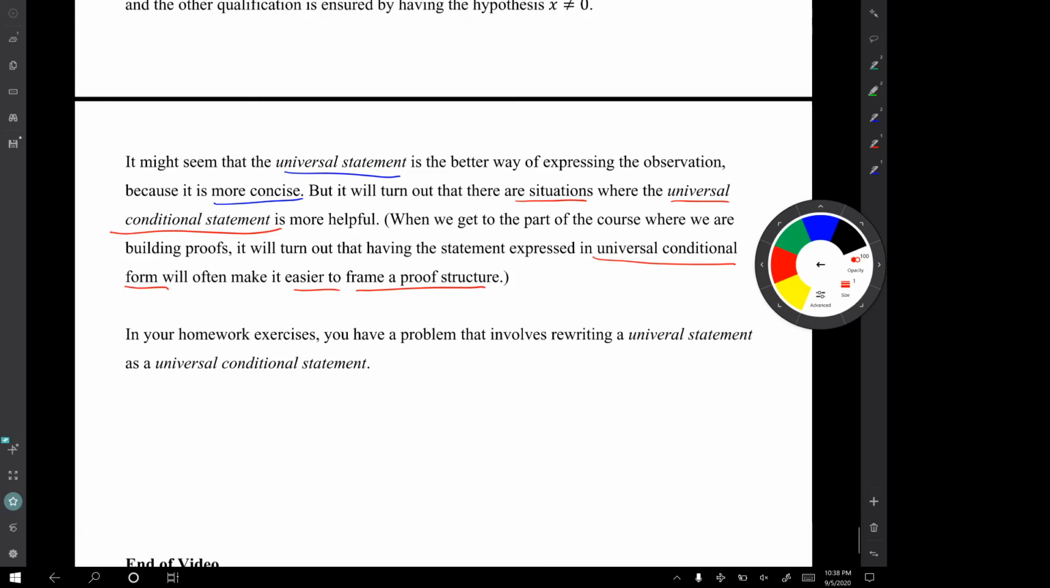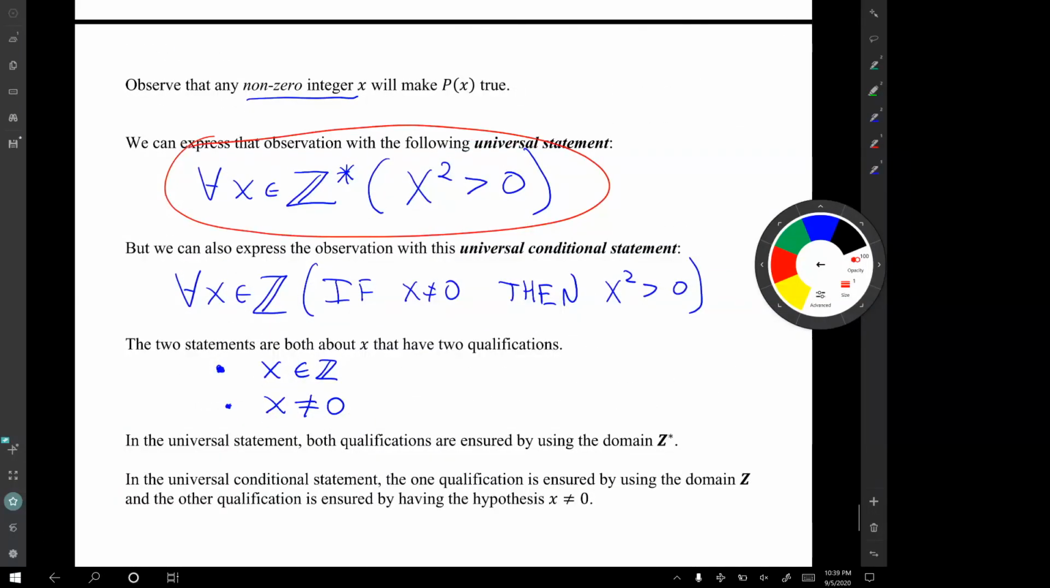We're going to be proving things in coming weeks. So in your homework exercises, you have a problem that involves rewriting a universal statement as a universal conditional statement. That's what this is about: you can take something very concisely written as a universal statement and rewrite it in a less concise way as a universal conditional statement. Like this concise universal statement, for all non-zero integers, x squared is greater than 0. We express it in a less concise way: for all integers, if x is not 0, then x squared is greater than 0. That's the universal conditional form.